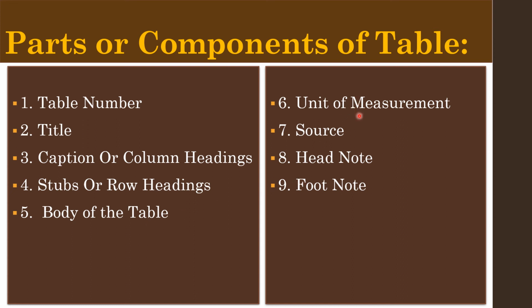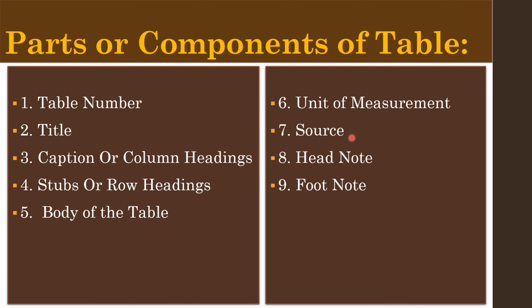The sixth important part is unit of measurement. The unit used for measurement of figures in the table must be specified along with the title. Suppose a table is showing population figures, then it should be expressed in terms of lakhs or crores. Or if we are preparing a table of any liquid commodity, then we are going to write milliliters or liters. So the unit of measurement should be written there.